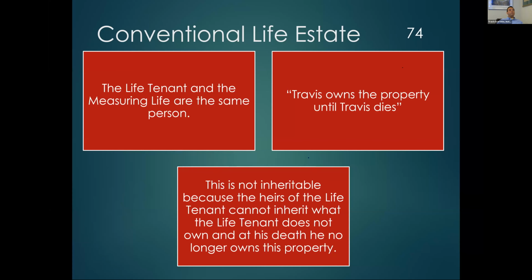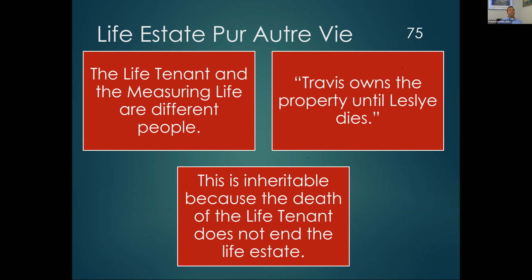The life tenant and the measuring life are the same in a conventional life estate. With Tasha's example, the life tenant and the measuring life were the same person. That's called a conventional life estate. With Kaylin's example, Kaylin owns the farm until Anna Lee dies. It's two separate people. That's called a life estate per autre vie.